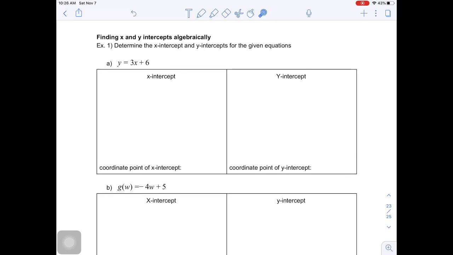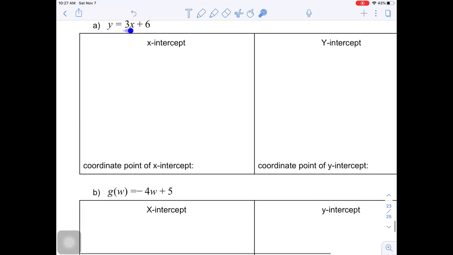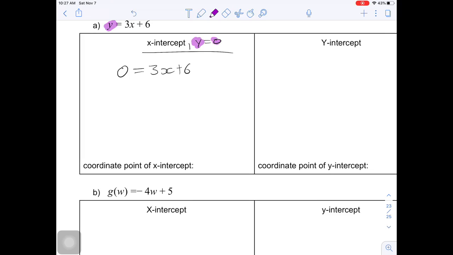We've done this here and there, but I really wanted to show you concretely how to do it algebraically. Here we're given an equation, y equals 3x plus 6, and we have to find our x-intercept. Remember, our x-intercept is when y equals 0. So how do I find that? Well, I just have to plug in 0 for my y value and solve for x. So here I'm going to put 0 equals 3x plus 6. Recognize I've replaced y with 0, and now I'm solving for x.